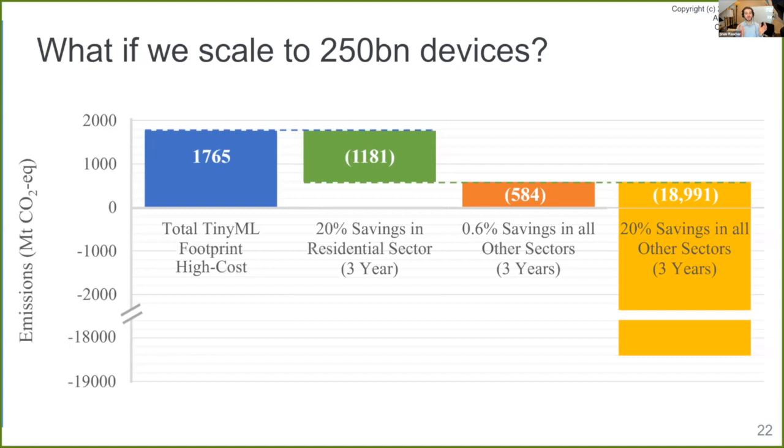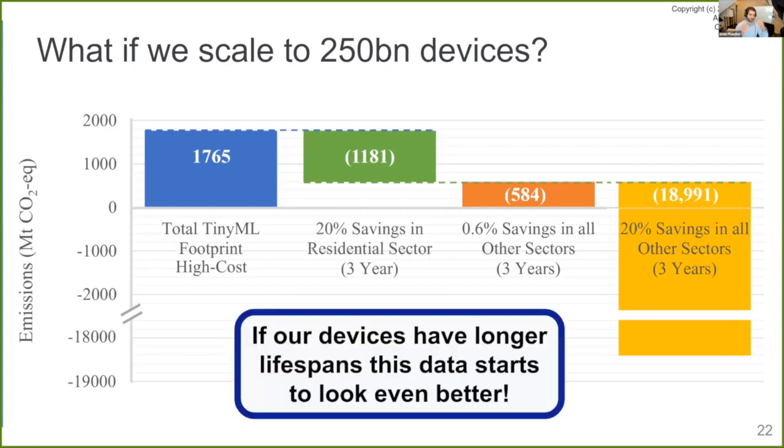But also, this is only assuming a 3-year lifespan, and so if our devices have longer lifespans, this data starts to look even better, right? If we say that these devices are going to just sit there and help this home for 5 years, 10 years, suddenly we're already net positive just in the residential sector. And then you do anything on all these other sectors and we're getting huge improvements.